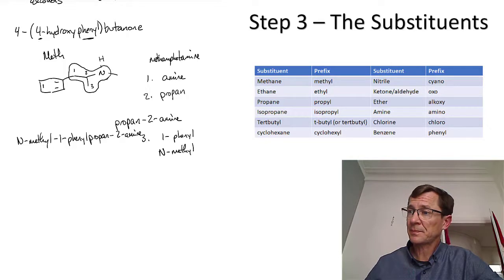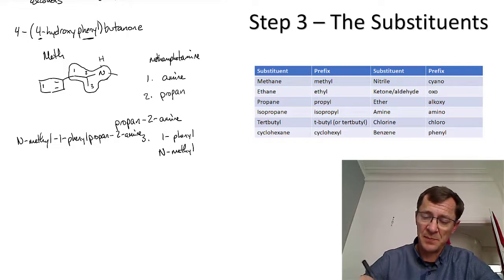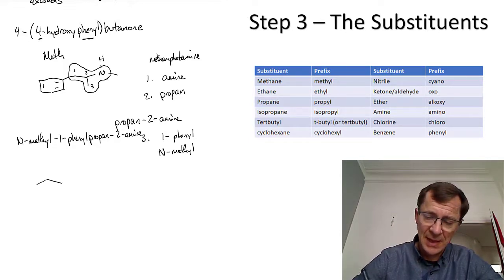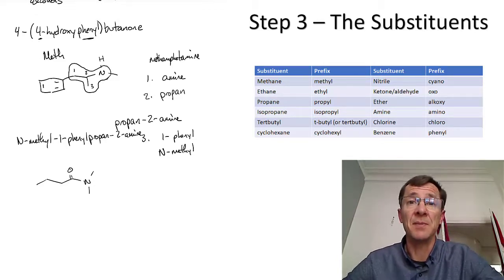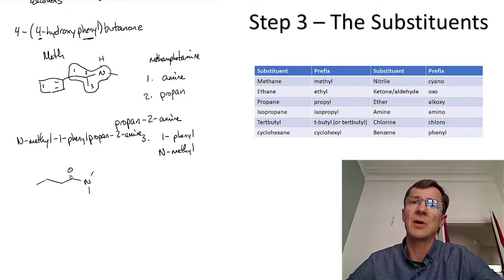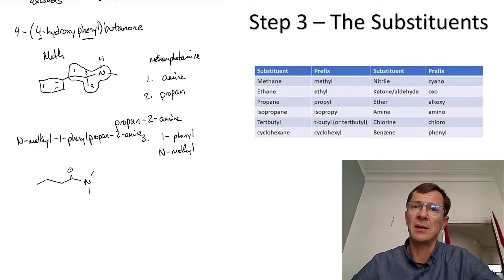Now, the cool thing about the N thing, the N-methyl, is that it works for amides as well. If you were to take something like butanamide, and you have two methyl groups off that nitrogen, this is an amide if a carbonyl has a nitrogen off it on one direction and a carbon or a hydrogen on the other direction. That's called an amide or an amide, depending on your regional accent.